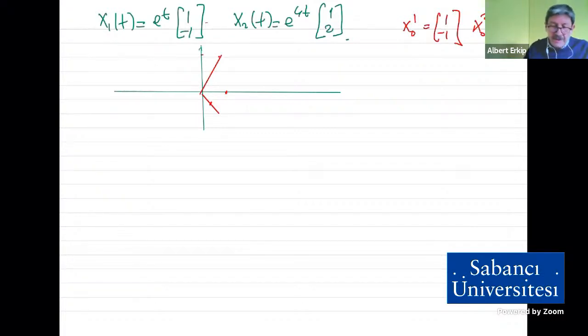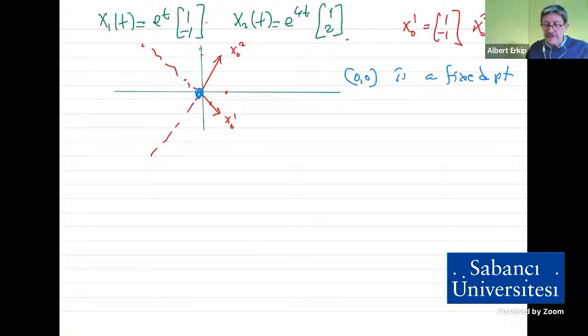So I have these two vectors, this and this, and of course the negative side of each. So I have two axes, the x1 axis and the x2 axis, the x0,1 axis and the x0,2 axis. And I know that along this line, if I start at 0, then 0, 0 is a fixed point.